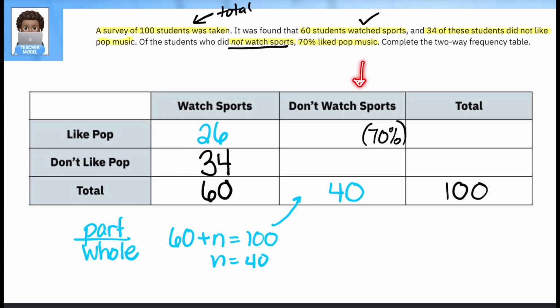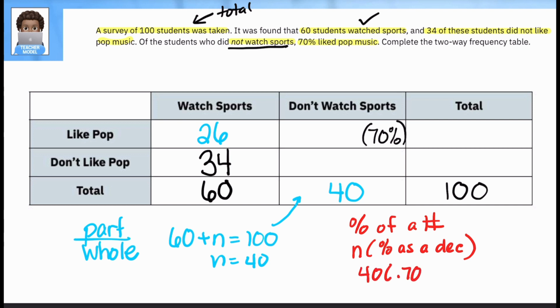I'm going to move on to this row here. And there is 70% of the kids who don't watch sports, like pop music. How do we find 70% of a number? This is 7th grade math. So percent of a number, all we're going to do is we're going to put that number as n and then times the percent as a decimal. That's it. So if I want 70% of 40, I'm just going to put 40 times 0.70. And if you use your calculators, you're going to get 28.